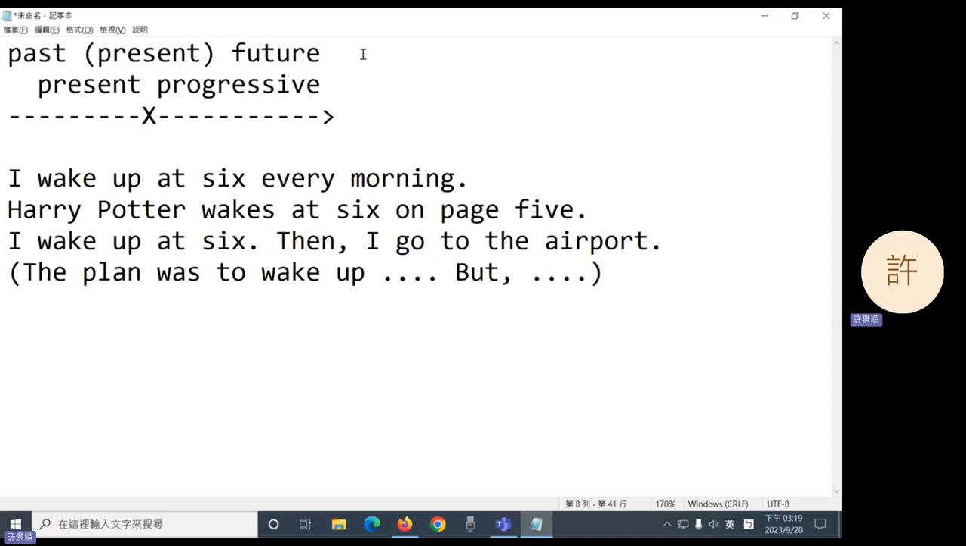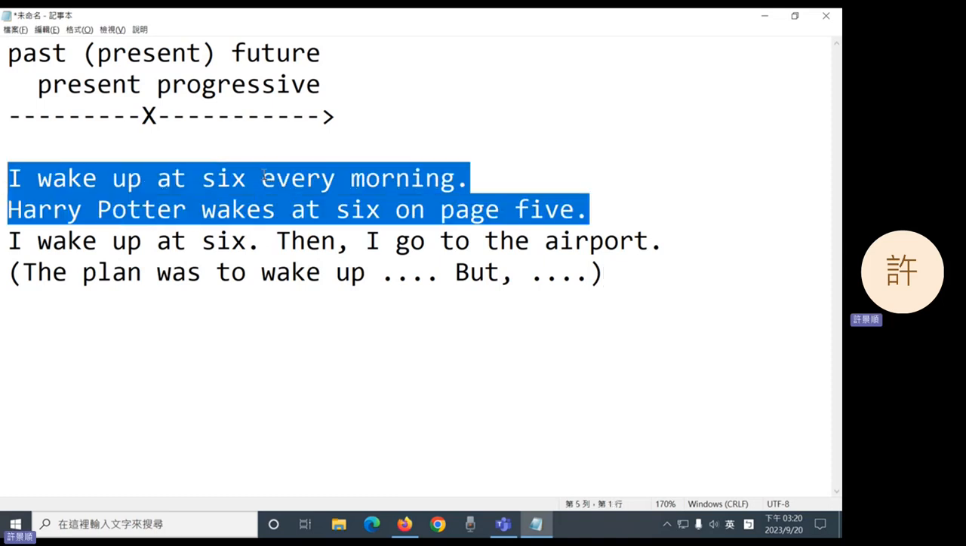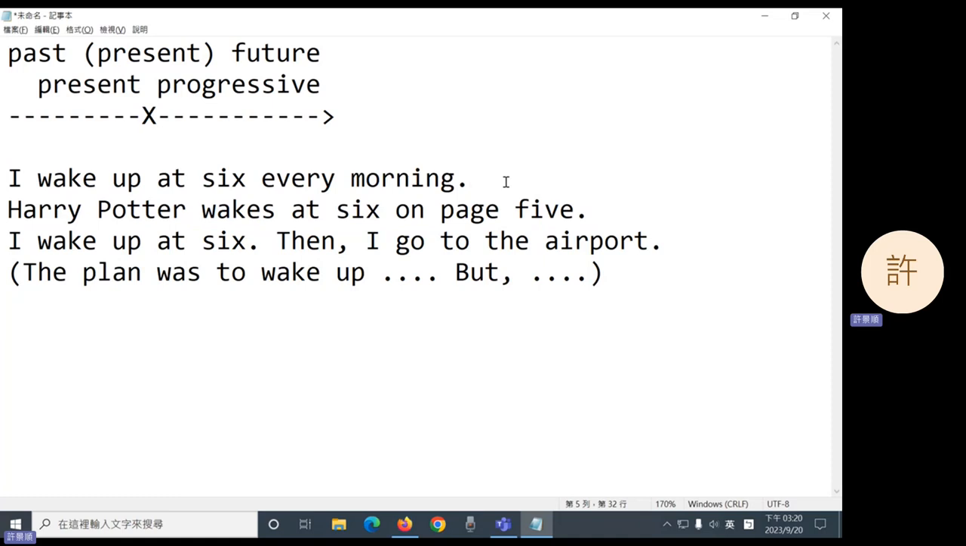And you had a question? Yes. So this is why I put these examples together, because the way that you use to look at this is the same thing, right? It always happens. Anytime you flip to page 5, Harry Potter will wake up at 6. It always happens. So the logic is the same. Thank you. Other questions?